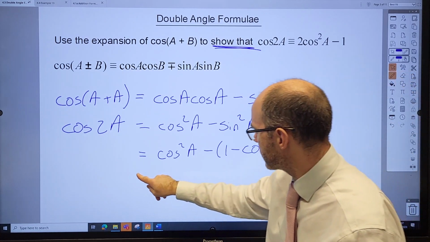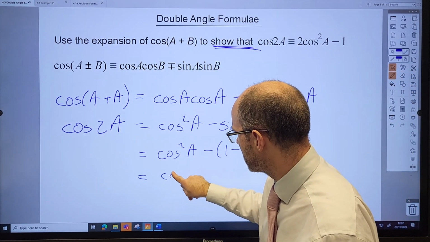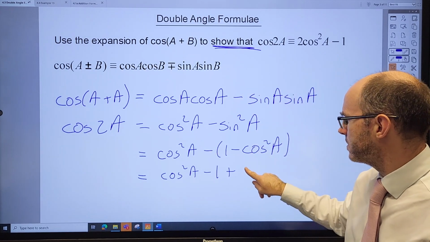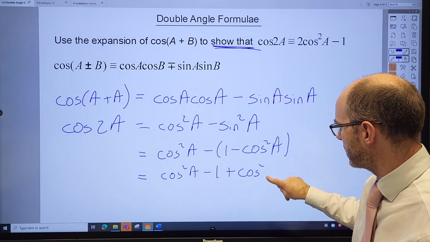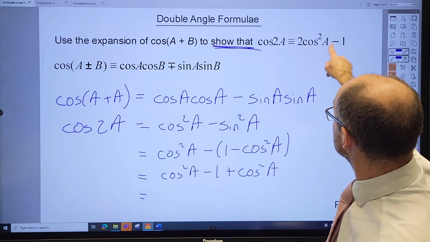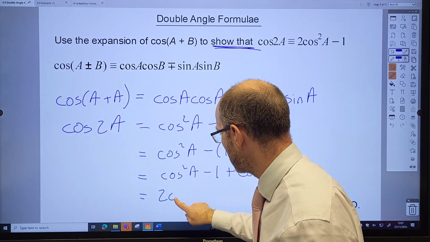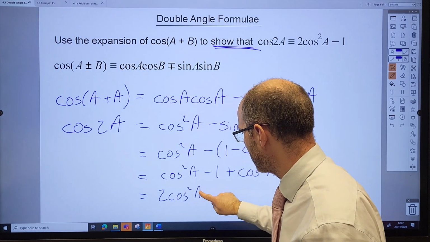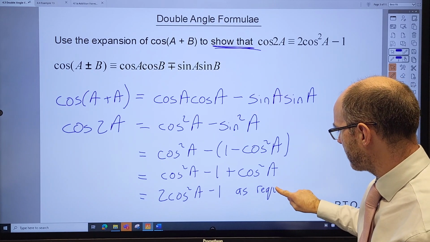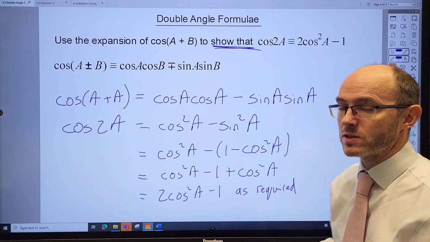And then expand the brackets. And then we get cos squared A minus 1, and then plus cos squared A. And then you can see those two together gives you 2 cos squared A, which is what we want, 2 cos squared A minus 1. And I'm just going to put in there A as required by the actual question.